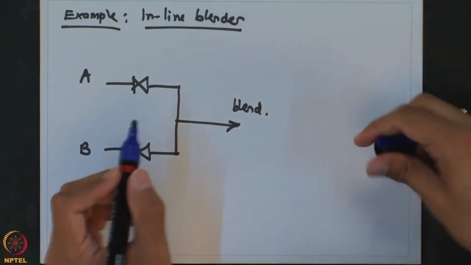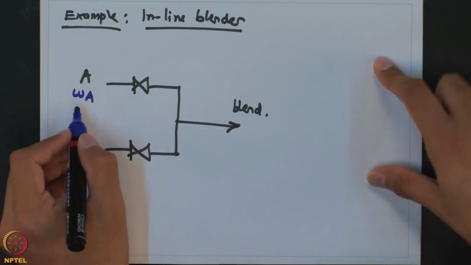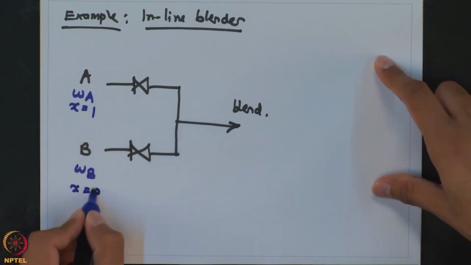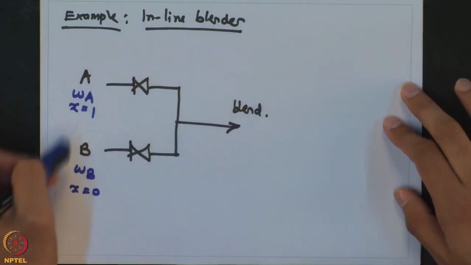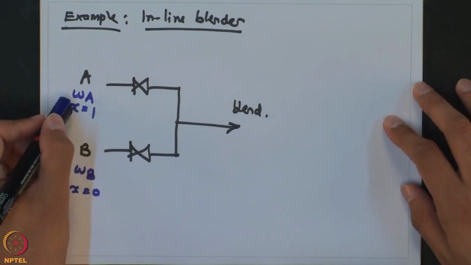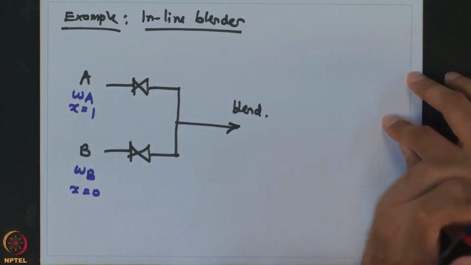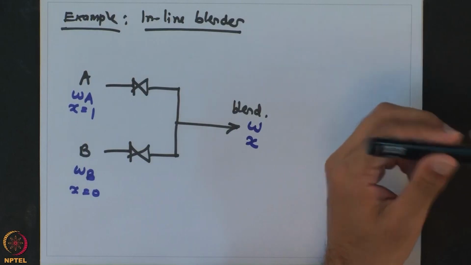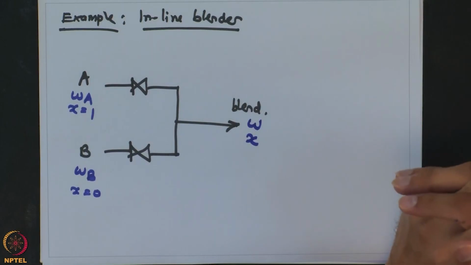In this case, this comes at the flow rate of WA, this comes at the flow rate of WB, and let us say this is a pure component, and so this is a binary blending where these are the two pure streams. So in terms of one of the variables, this becomes composition 1, mole fraction 1, this becomes mole fraction 0, and the objective of blending typically is to attain a certain blend flow and a certain blend composition. So this is a fairly common type of simple system which you will see.